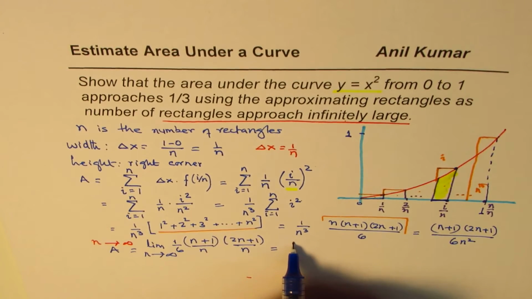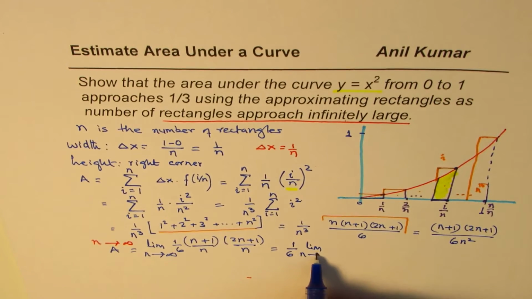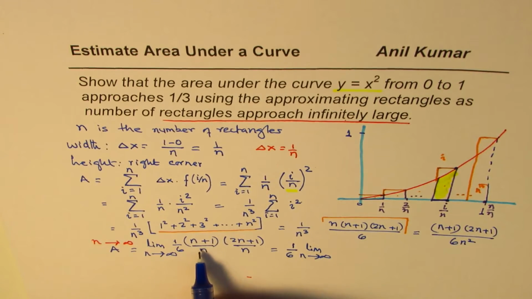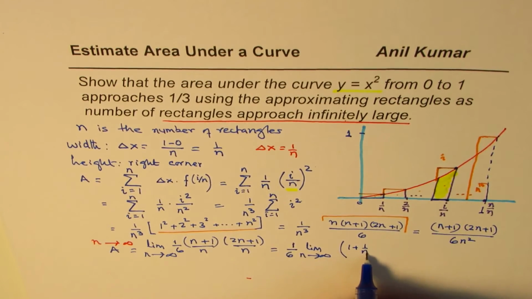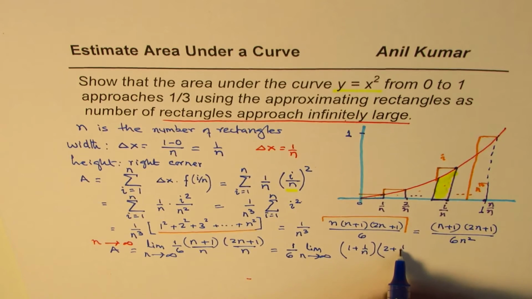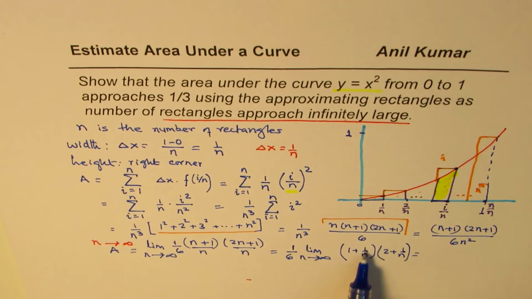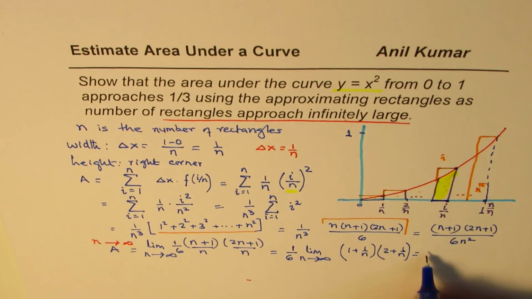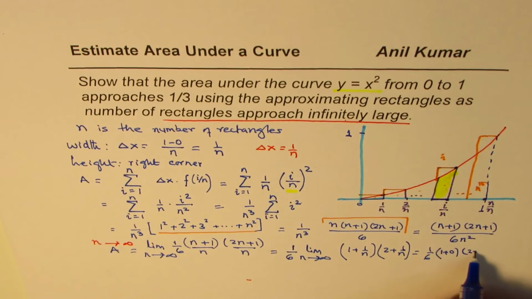1 over 6 is a constant, so I'll bring it outside, and we are still working with the limit as n approaches infinity. Now here, if I divide by n, what do I get in this bracket? 1 plus 1 over n. I get 1 plus 1 over n times 2 plus 1 over n. Is it okay? Perfectly fine. If n is very large, what will happen to 1 over n? 1 divided by a large number approaches 0. So this will be 0. So basically we'll get 1 over 6 times (1 plus 0) times (2 plus 0), right?